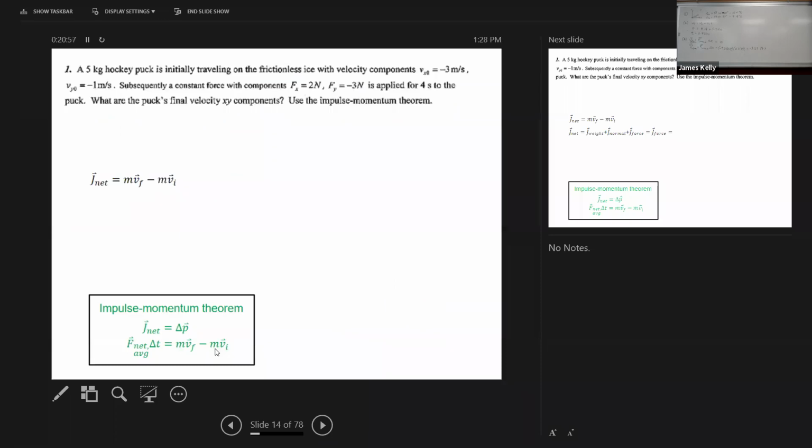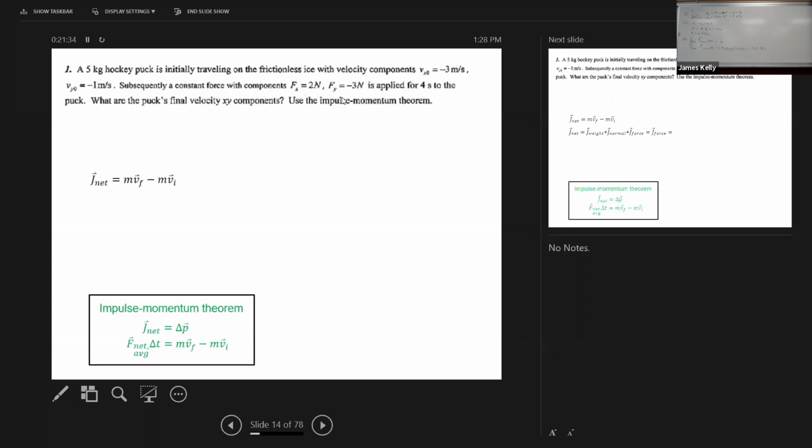Okay, so here was a first impulse momentum theorem practice problem that you saw that we're not going to do right now, but it involves a hockey puck traveling on ice we're going to imagine is frictionless, and you're given some initial velocity x and y components it has. So the xy plane is the flat ice rink. And we're told that this constant force acts on it for 4 seconds, and I want to find the puck's final velocity x and y components using the impulse momentum theorem.